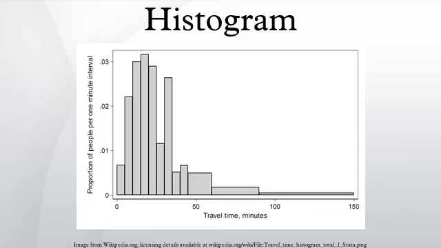The categories are usually specified as consecutive, non-overlapping intervals of a variable. The categories must be adjacent, and often are chosen to be of the same size. The rectangles of a histogram are drawn so that they touch each other to indicate that the original variable is continuous. Histograms are used to plot the density of data, and often for density estimation, estimating the probability density function of the underlying variable. The total area of a histogram used for probability density is always normalized to 1.